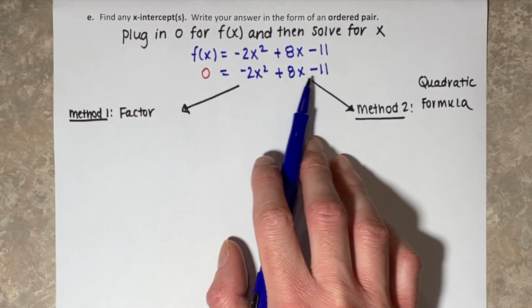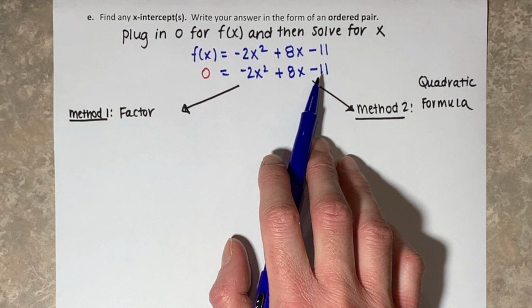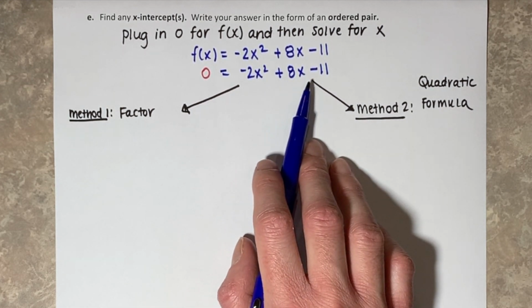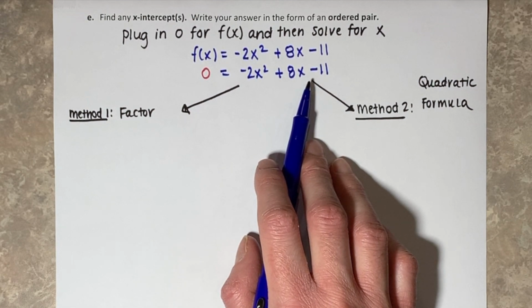If we want to factor this quantity, we always start by first checking for a greatest common factor. The greatest common factor in this case is -1. So let's first start by factoring out the -1.